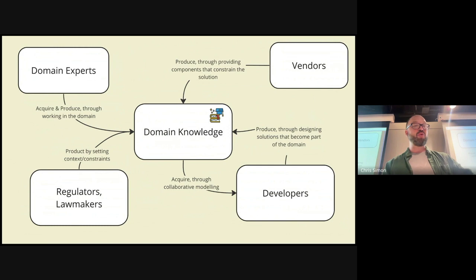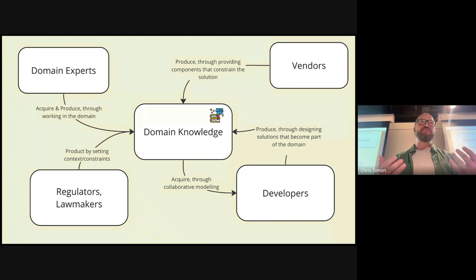Domain experts don't just acquire the knowledge, they also produce it. Sometimes people think, oh, we go and discover the domain, like there's a mountain out there and we just have to go and find it. Or maybe it's underwater, we can't see it, but if we just reach around enough, we'll feel the shape of it and then we'll know what's there. But it's not like that. It's an open socio-technical system. It's amorphous, it's subjective. Everybody has a different perspective on what it is.